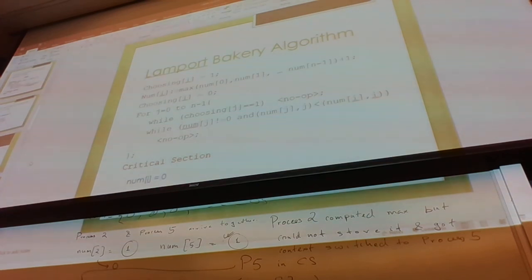It checks process 6, num6 is 0. 7, num7 is 0. Checks process n, num n is 0. It breaks on all while loops. So then what happens? It goes into critical section. So P2 is also in critical section. So see, P5 in critical section, P2 in critical section, no mutual exclusion.